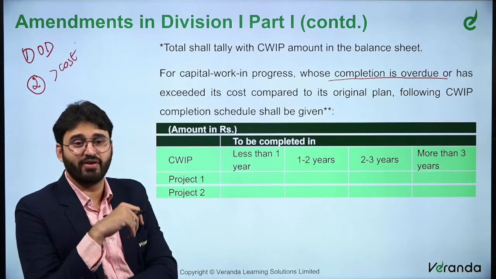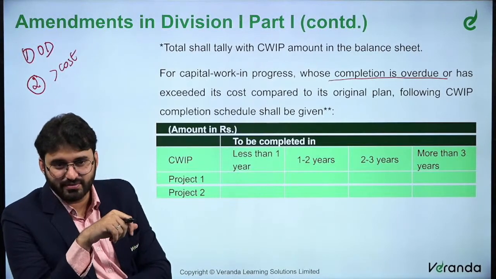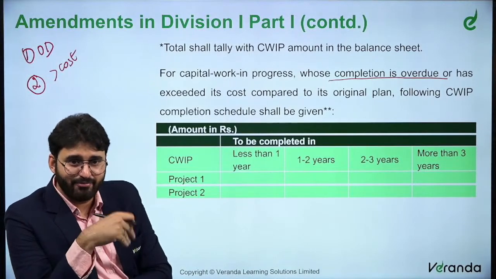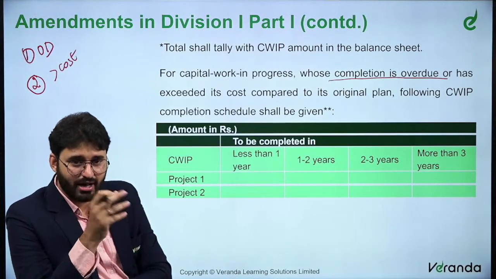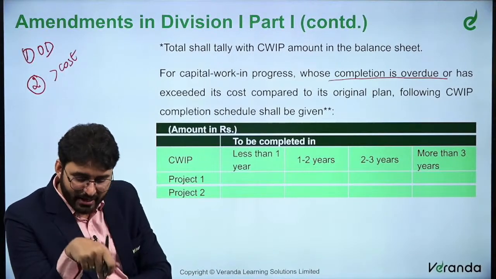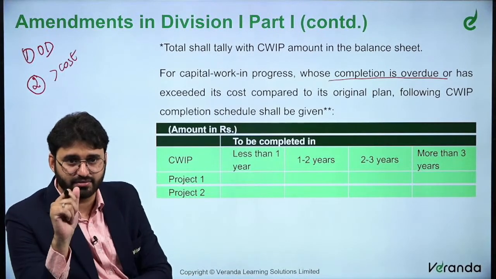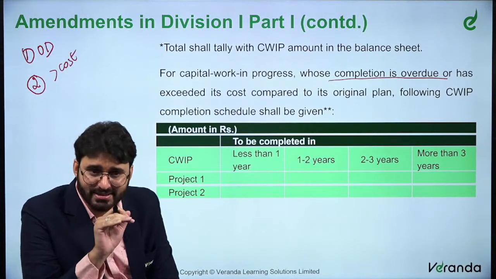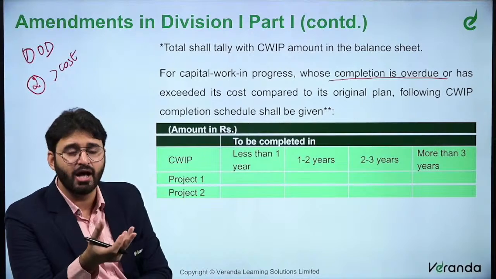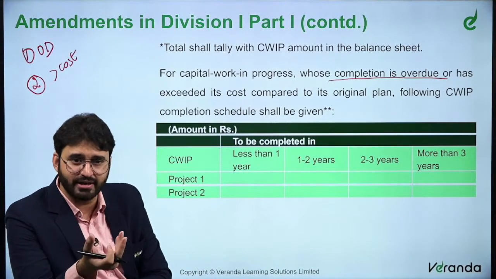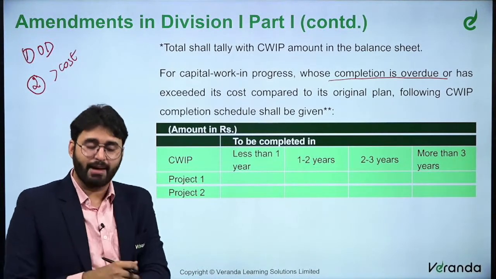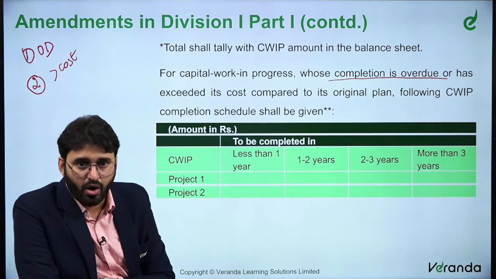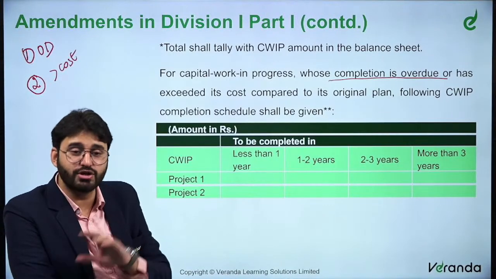Very important here is to look at the budget. So what is the budgeted timeline and what is the budgeted cost? If my actual timeline and my actual cost is exceeded, then a disclosure has to be given in this fashion. Sir, will this match to my CWIP in the financial statement? Not necessarily, because all my projects may not be overdue, all my projects may not be exceeding the cost, right? So this is applicable for CWIP whose completion is overdue or has exceeded its cost compared to its original plan.